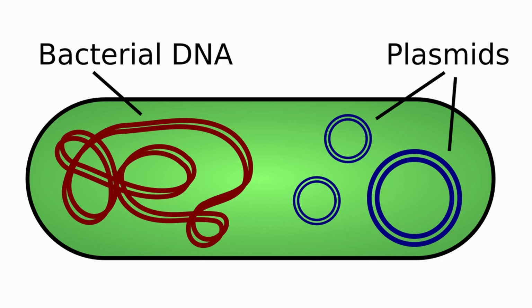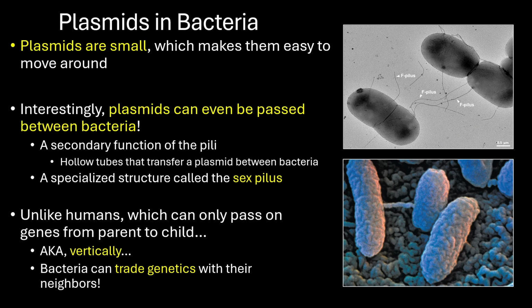We have a distinct separation between bacterial DNA, the genome itself, and the plasmids that it may have. Those plasmids can actually come and go. They can acquire new ones in very strange ways that we'll definitely explore later. Plasmids are really small, which makes them really easy to move, and that is pretty useful to bacteria because they can actually pass them between one another.